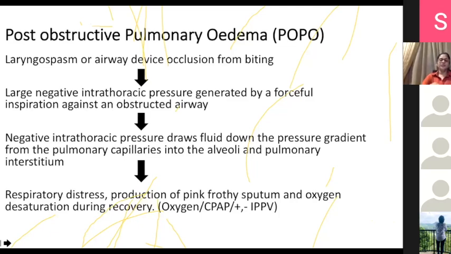Negative intrathoracic pressure will now draw the fluid down a pressure gradient, which is exactly what happens in pulmonary edema, and from the pulmonary capillaries into the alveoli. And finally, the patient obviously will develop respiratory distress, and like usual pulmonary edema, they have pink frothy sputum, and the patient will desaturate. So treatment, again, is oxygen, oxygen, and oxygen, and CPAP. Plus or minus, you might need to give intermittent positive pressure ventilation.